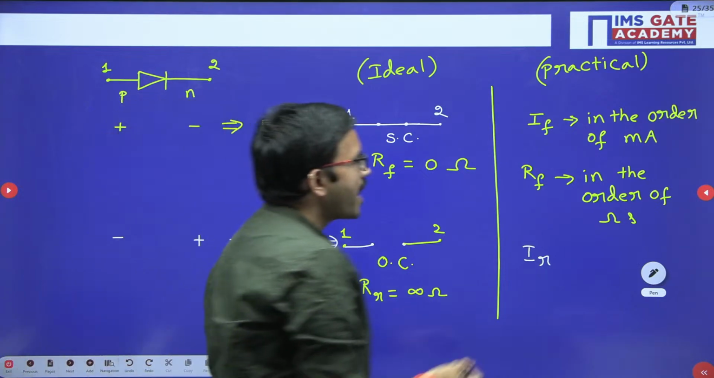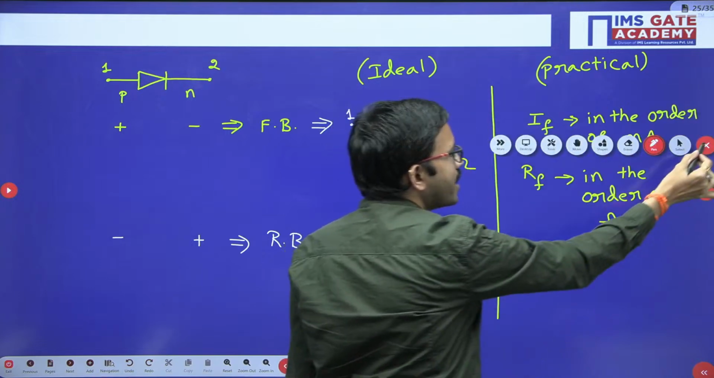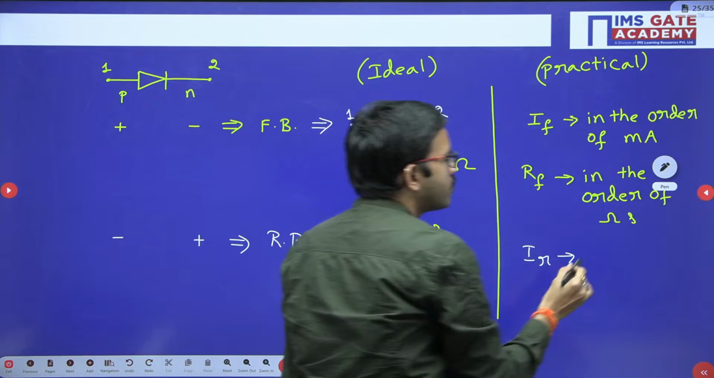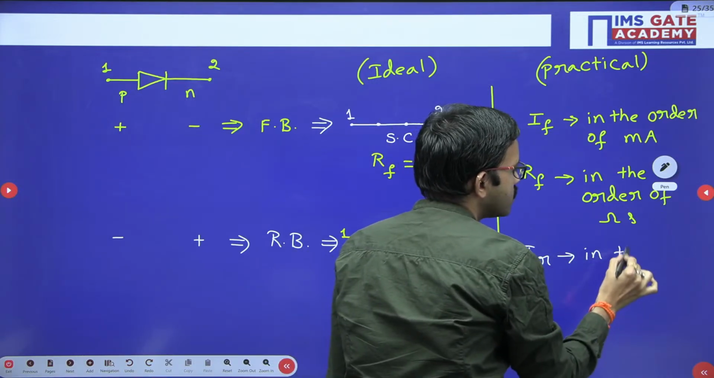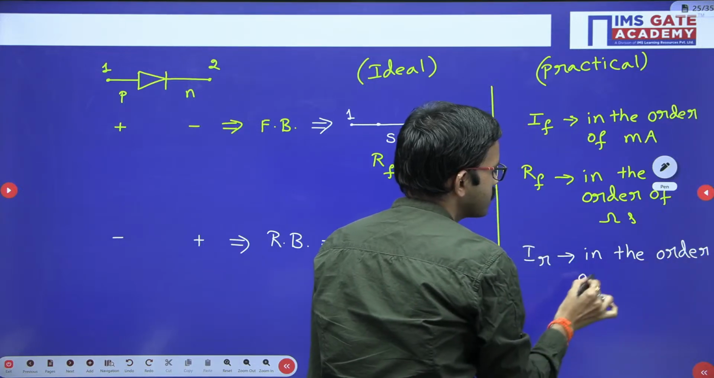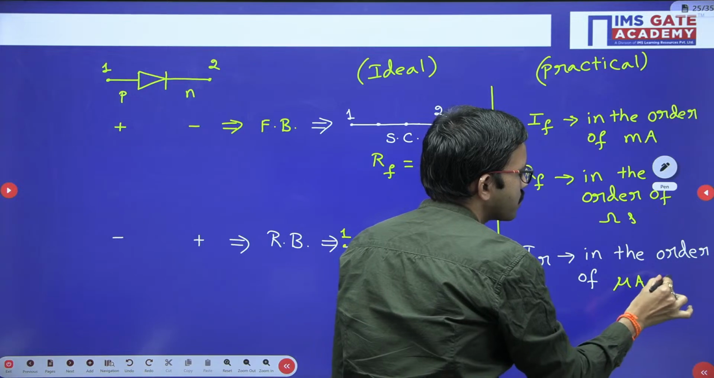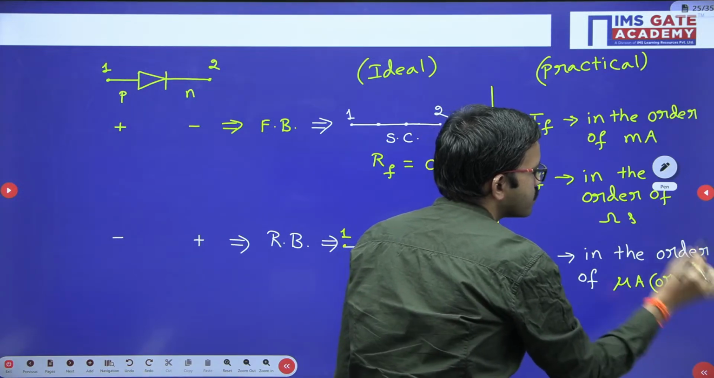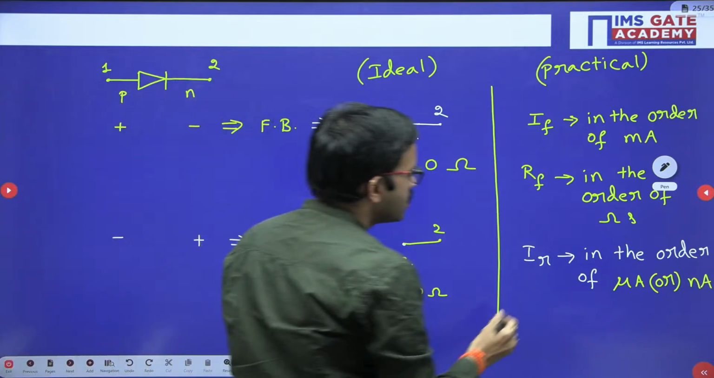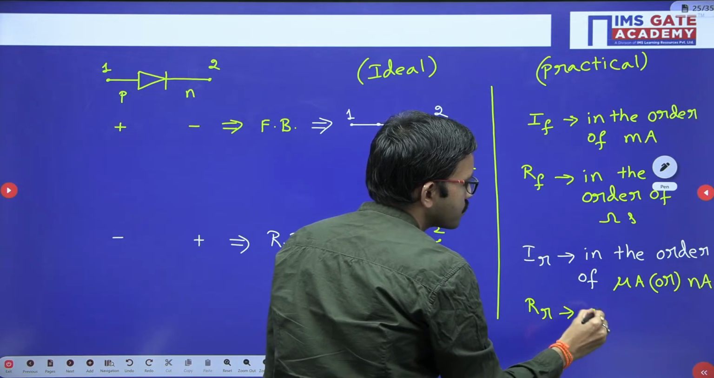I suffix R is the reverse bias current flowing through the diode, and it will be in the order of microamperes or nanoamperes. Coming to the reverse bias resistance, it will be in the order of mega ohms.